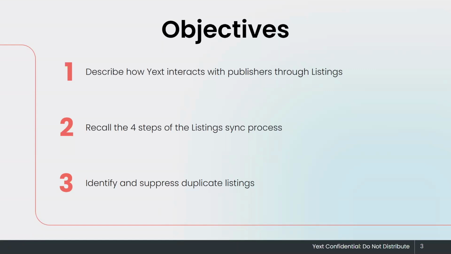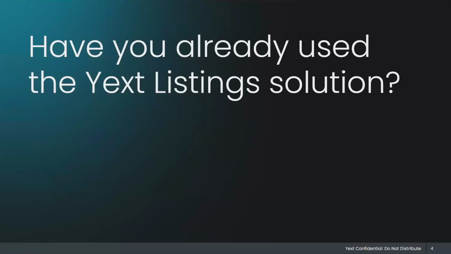Second, we'll go through the 4 steps of the listings sync process, and you'll also understand the 2 integration types that Yext has to our publisher partners. And finally, we'll go through how you can use the Yext tool to identify and manage potential duplicate listings for your stores or your restaurants or your hotels. We have lots of industries joining us today, so we'll give you some tips, tricks and best practices on what you can do to manage those. As usual, we'll leave some time at the end for questions, but you can always submit questions to us throughout the session.